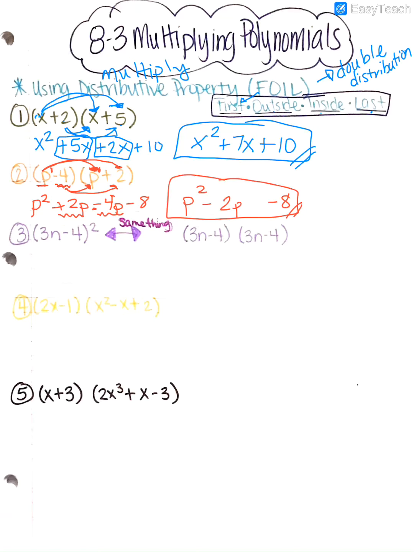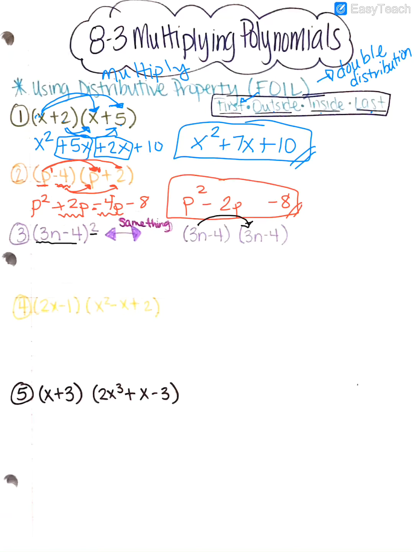On number 3, we have 3n minus 4, squared. The whole thing is squared. And when anything is squared, that means you're going to have 2 of whatever's inside that set of parentheses. So you're going to look to the right, and that's the exact same thing we have on the left side. So we're going to apply the double distribution.